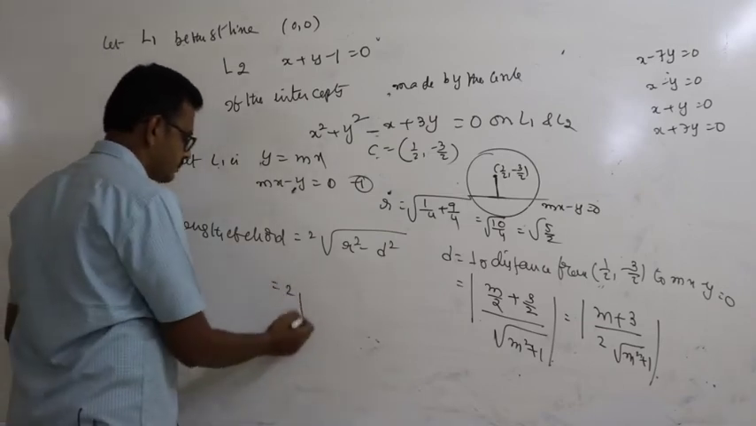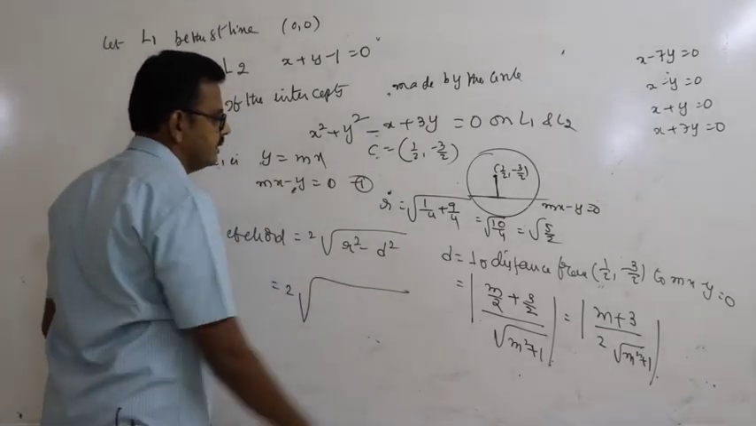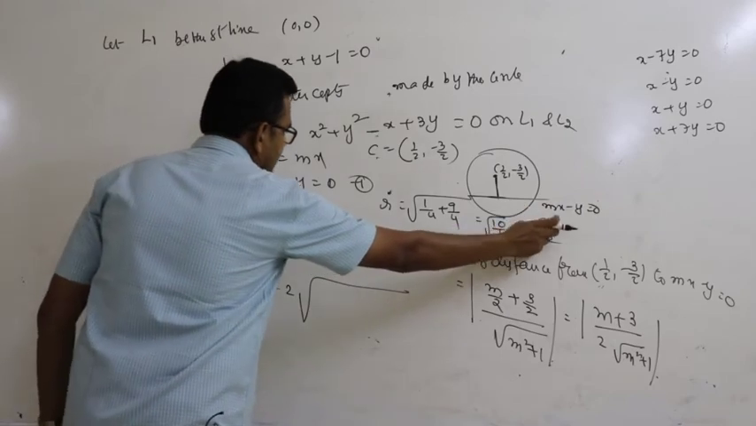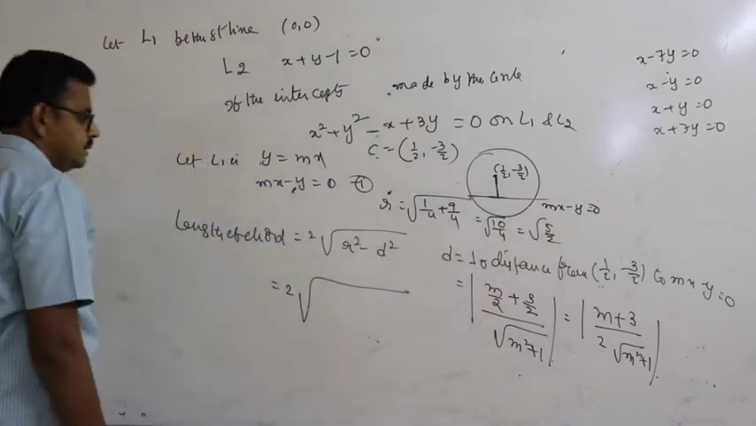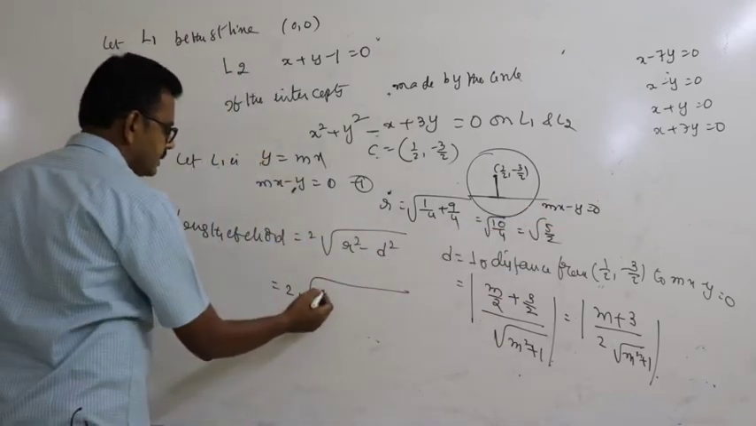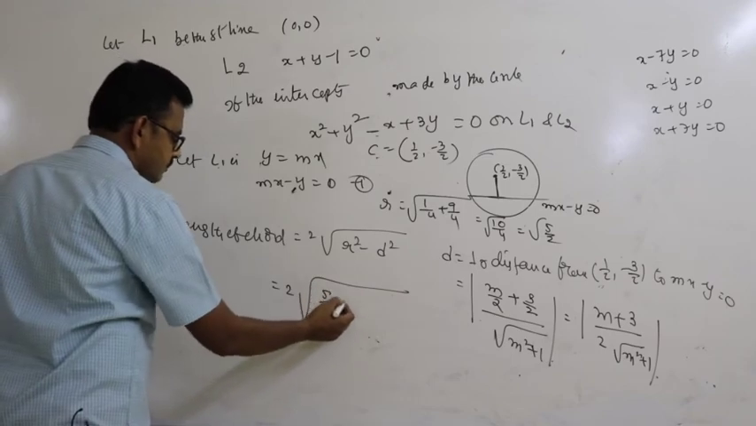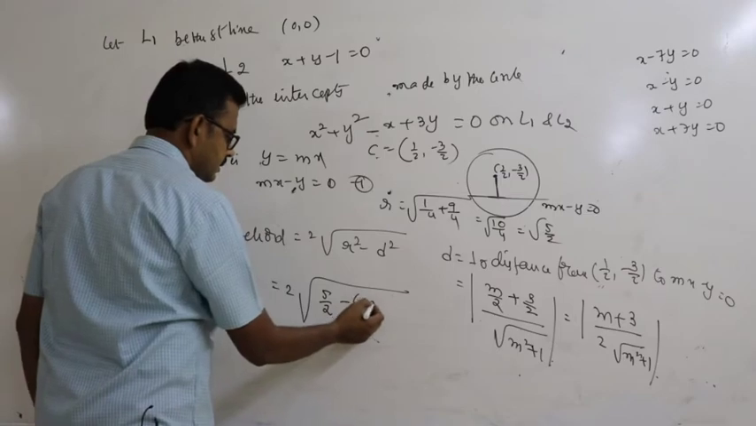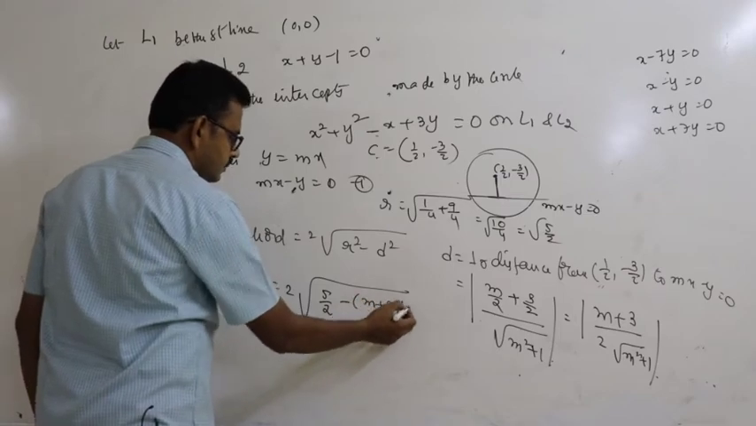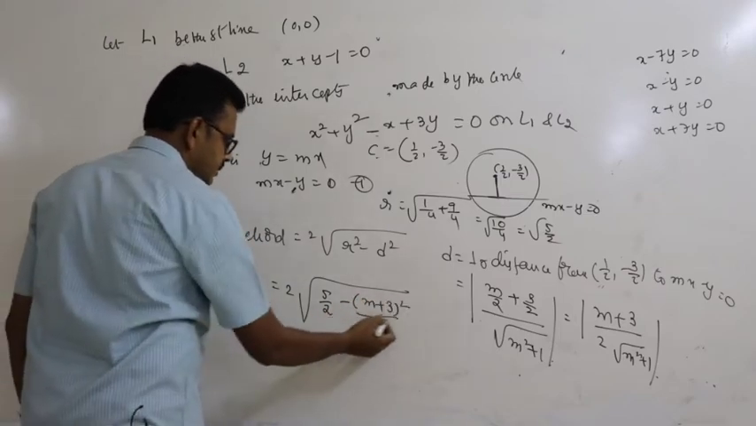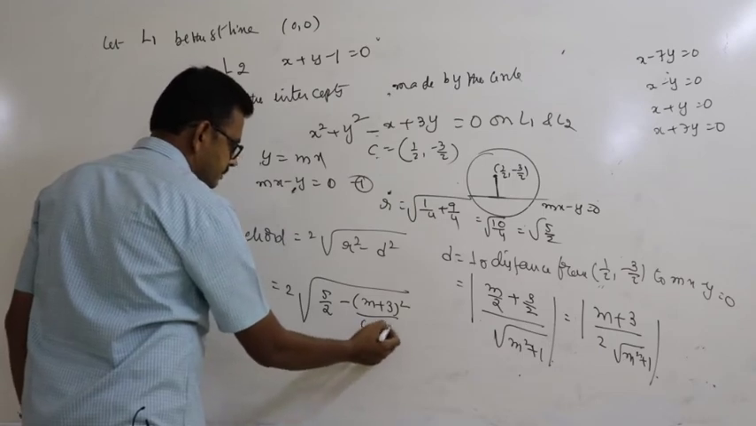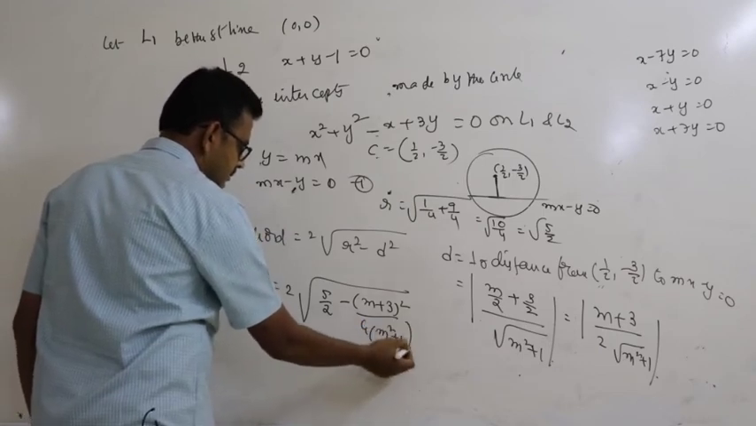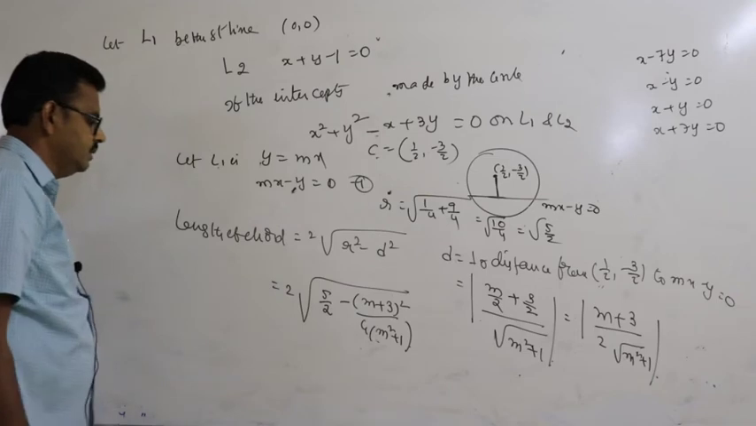That is equal to 2 times root of r square minus d square. R square is 5 by 2, so root of 5 by 2 minus d square. D square is this: m plus 3 whole square by 4 into m square plus 1.